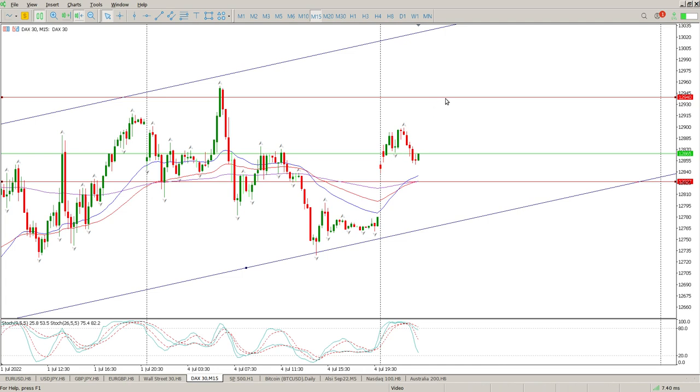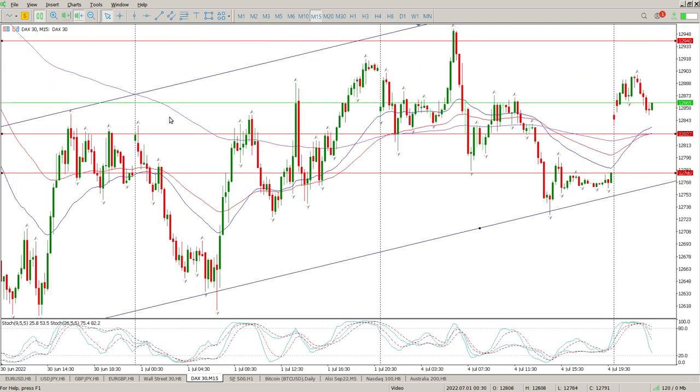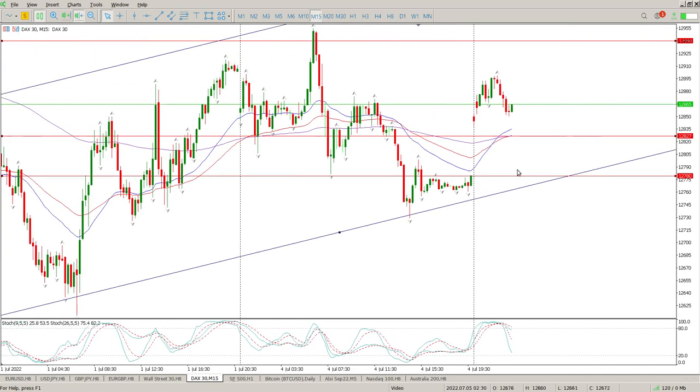I'd be watching this area here, 12,940. That's the first area I'd be watching, and then the second area would be watching for a long scalp is going to be at 12,827, and then the other area will be down here, right at the gap. You can see there's a bit of a swing low here. Quite a bit of interaction in amongst these two levels. So that's kind of the view that I've got here.